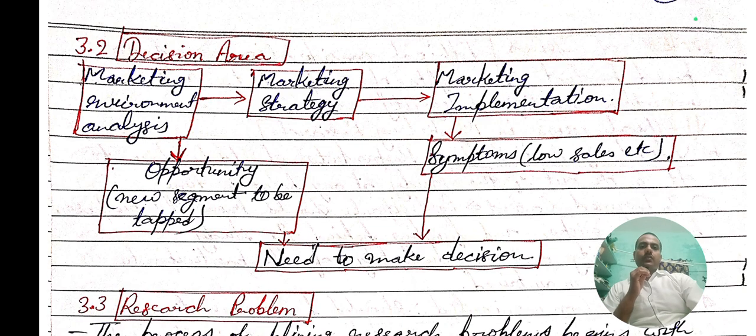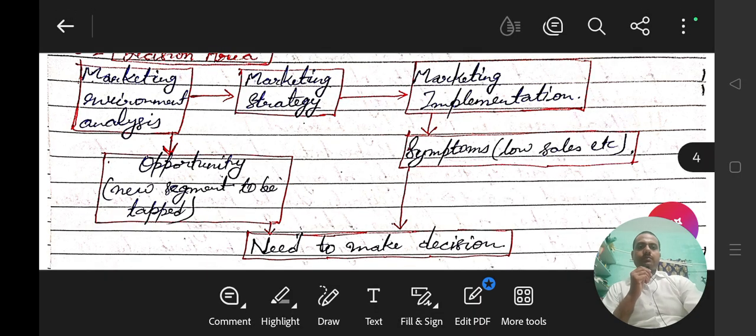Marketing environment analysis leads to marketing strategy. Then that marketing strategy leads to marketing implementation, and marketing implementation leads to sales. Here it is given low sales or high sales. That is the symptom.